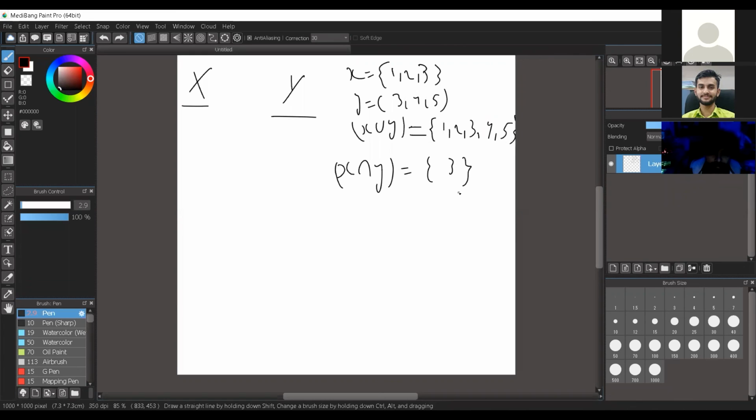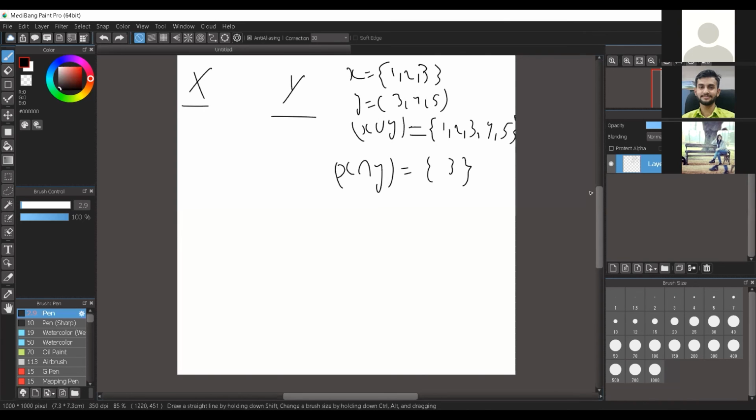Suppose the base sets X had 1, 2, 3, 4 and Y had 3, 4, 5. Then X union Y would have been 1, 2, 3, 4, 5, and X intersection Y would have been 3 and 4, because 3 and 4 are common in X and Y. So that common part is counted in X intersection Y. Is that clear? Yes, sir, I understood. So this is what union and intersection mean.